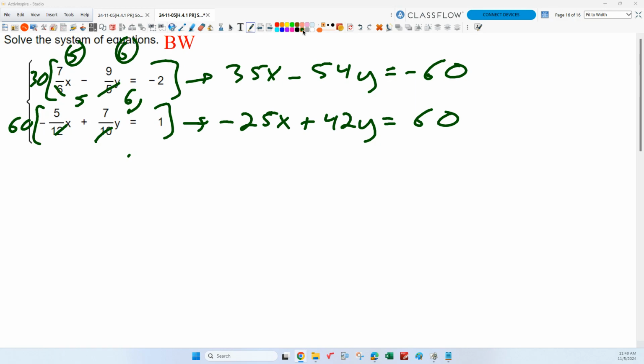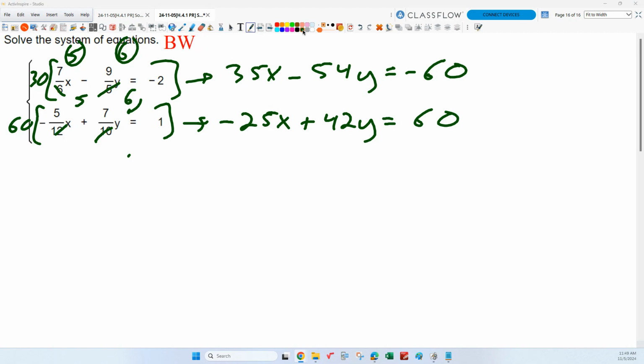So there's a couple things you could do here. You could look for the least common multiple of 35 and 25, which is 350. I could multiply the top by 10 and the bottom by 14 and make those go away. That's fine. That would work. Okay, that's probably the most direct way. You guys actually stumbled on a pretty good way of doing this.